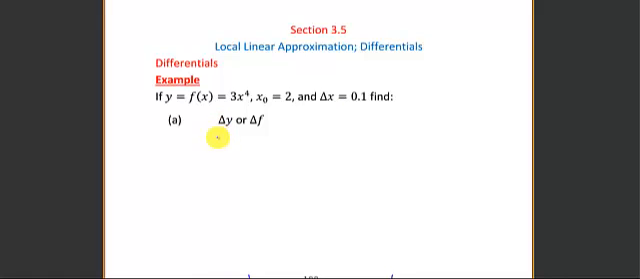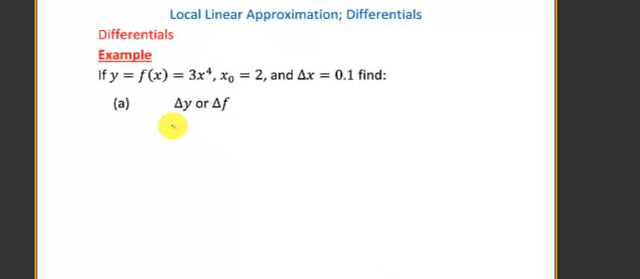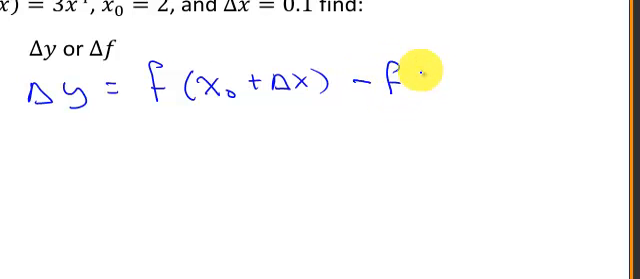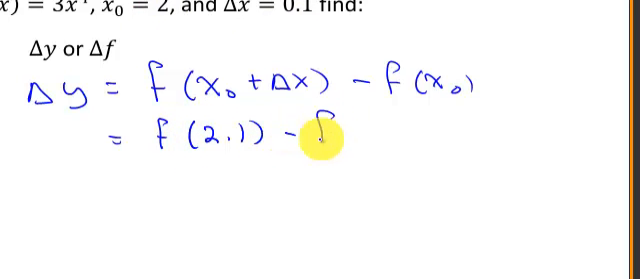Well, to calculate that, we'll have to take the change in y, which will be the function value at the end after x has been changed minus the function value at the beginning. This would be f of x0 plus delta x, which is 2 plus 0.1, so f of 2.1 minus f of 2.